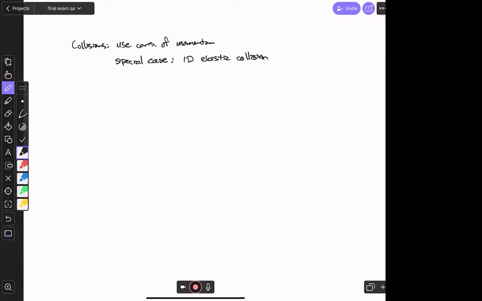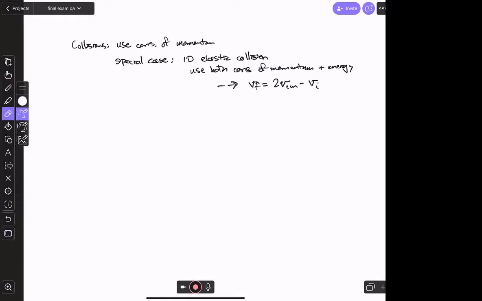And there we used both conservation of momentum and energy, but you will not be asked to redo that. In other words, we derived this very handy equation, vf equals 2 vcm minus vi. We did that in class, and I'm not going to ask you to redo that on the exam, but you need to be ready to use that equation. But again, remember that that's just the special case.